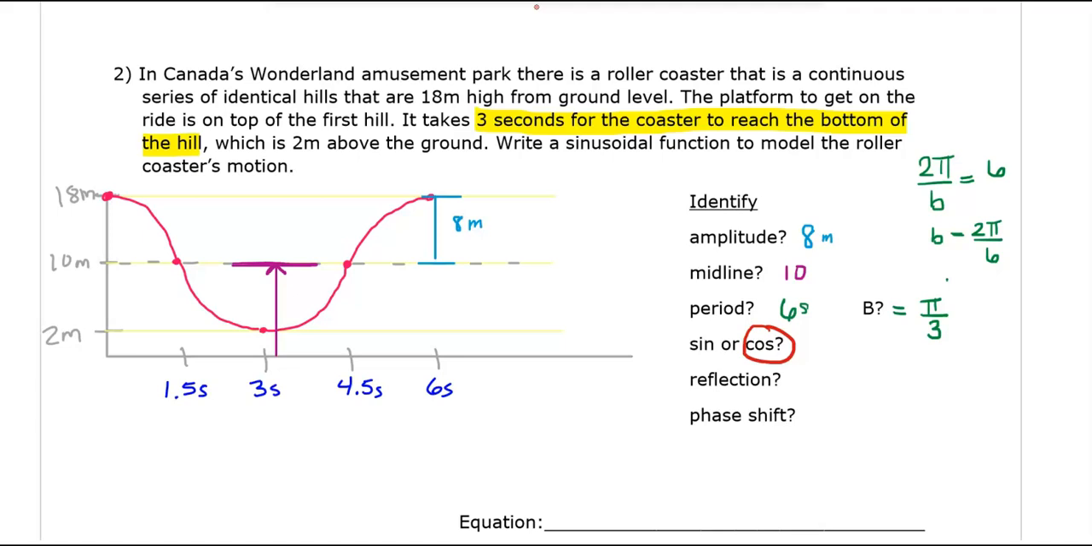And does it have a reflection? No, it's starting at a maximum. That's exactly where cosine is supposed to start, so it's good there. Phase shift? Nope, does not have phase shift. So now I can go ahead and write my equation.